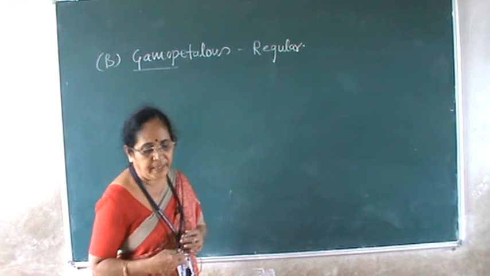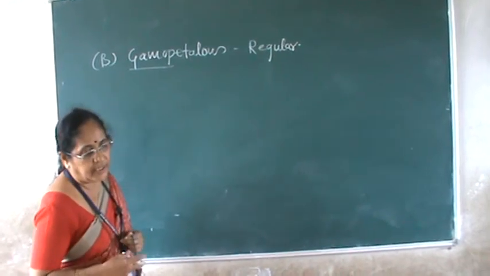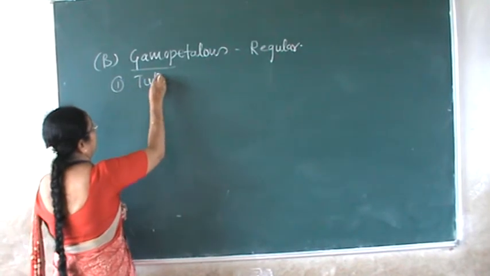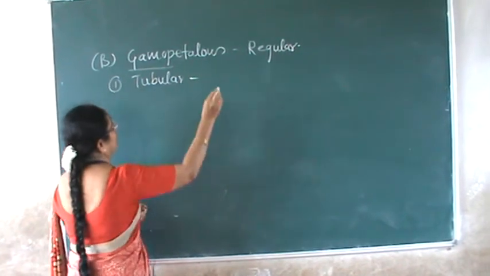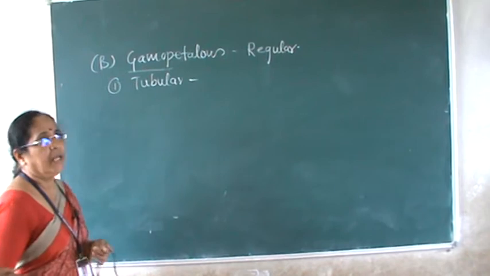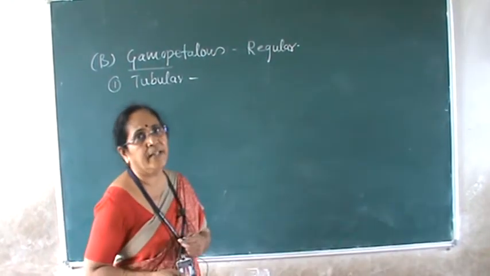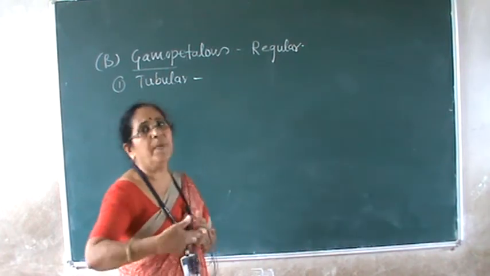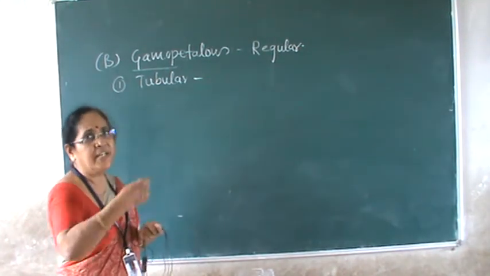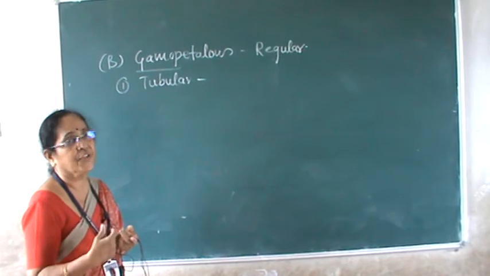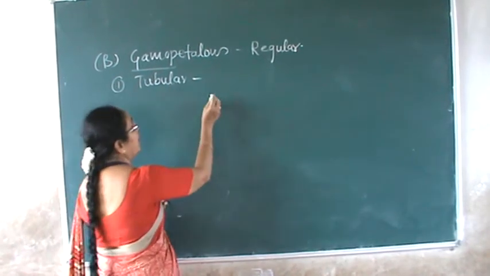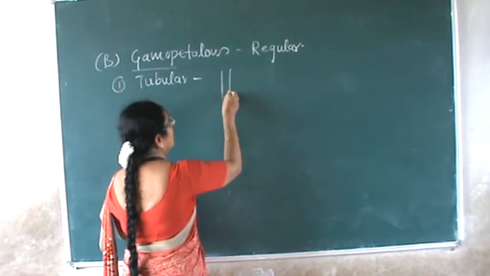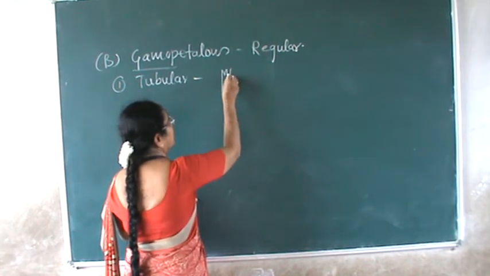So there are many shapes under this heading. The first one is tubular. The word itself gives the meaning. All petals in the corolla are fused completely, which gives a tube-like appearance to the corolla. A tube has the same diameter all along its length, so in the tubular shape of the corolla, there are 5 petals which are completely fused.